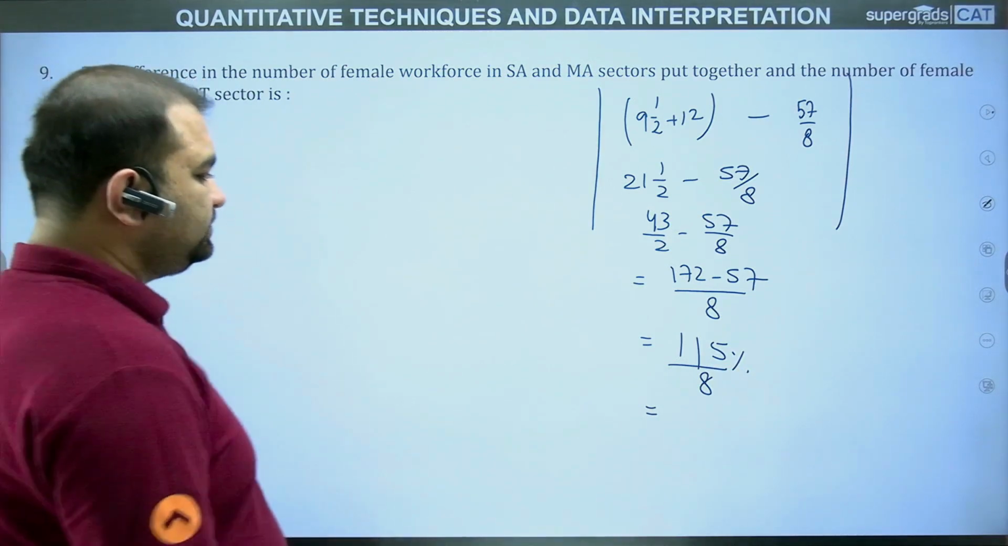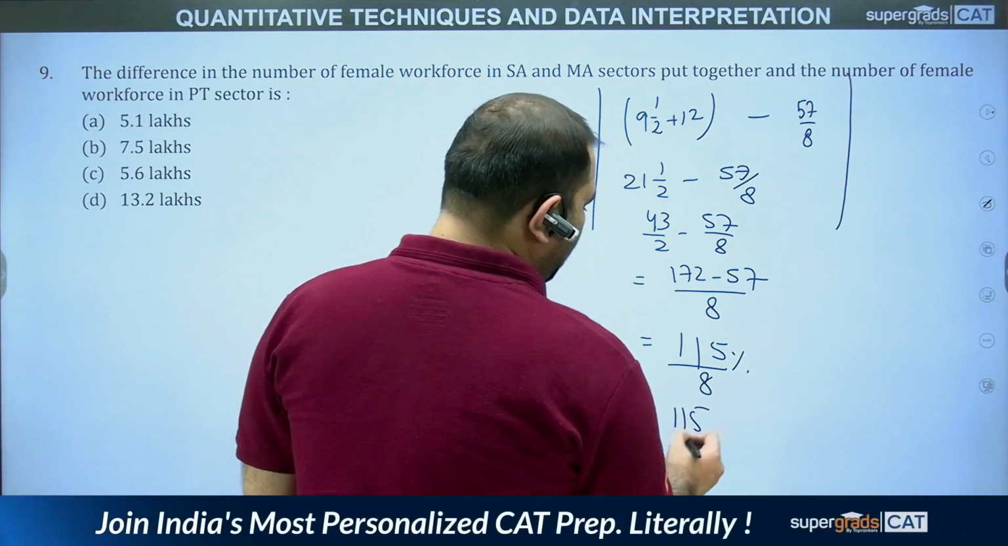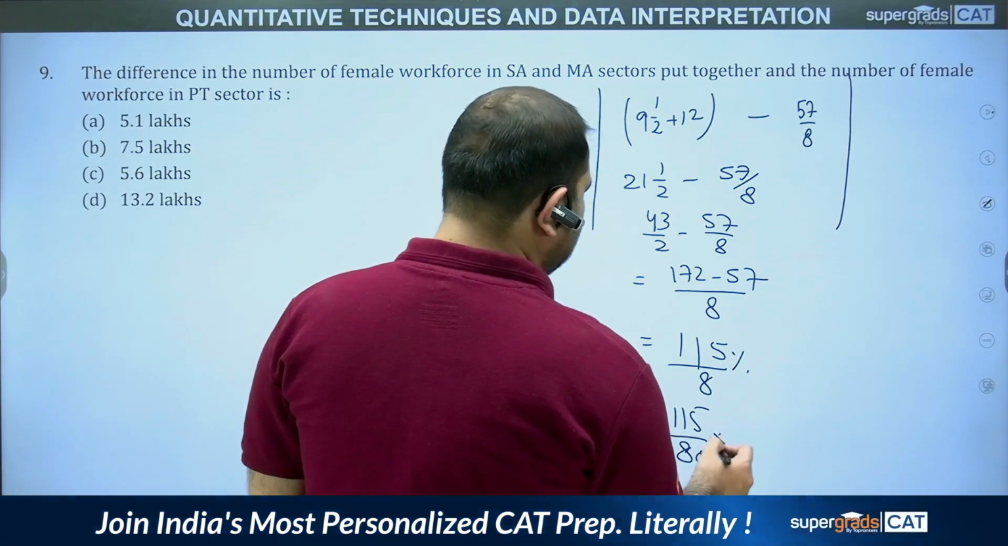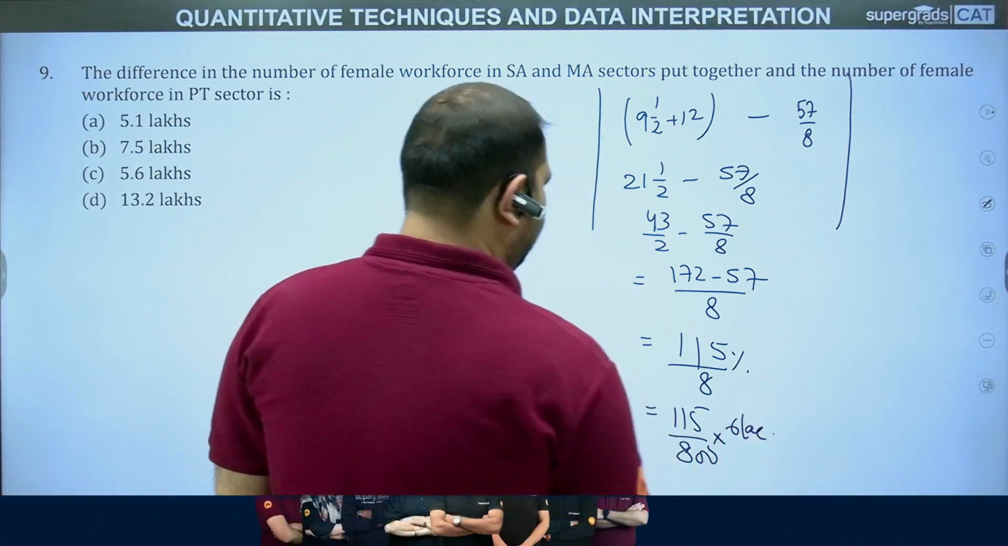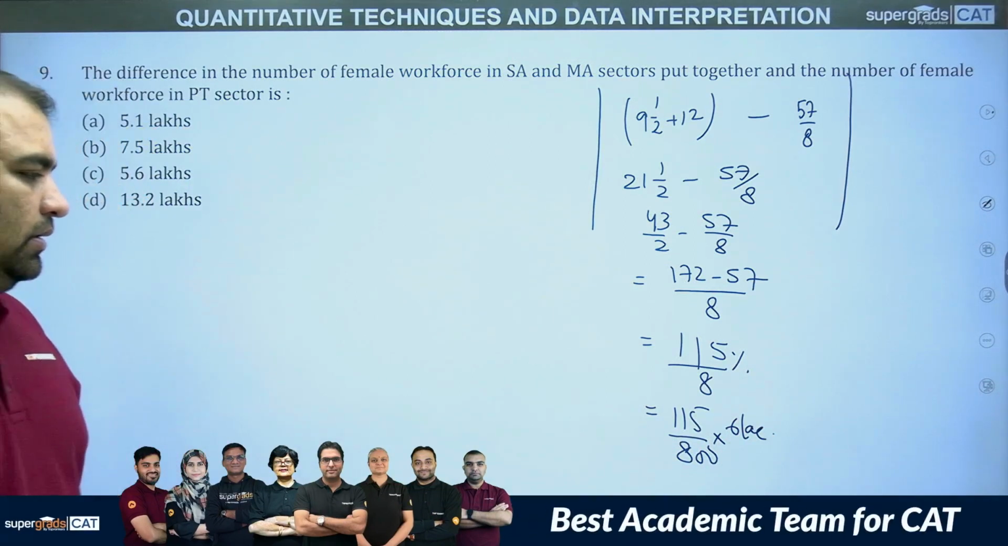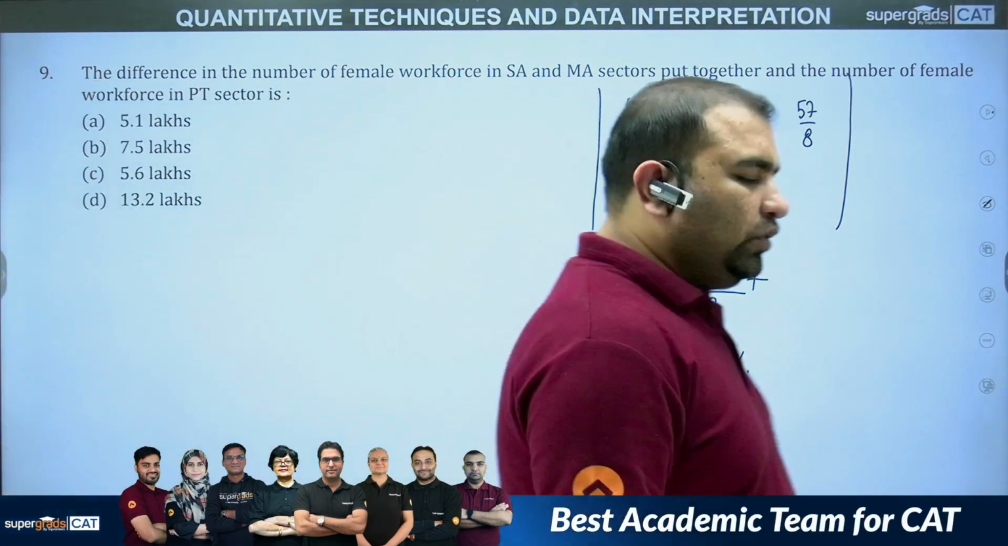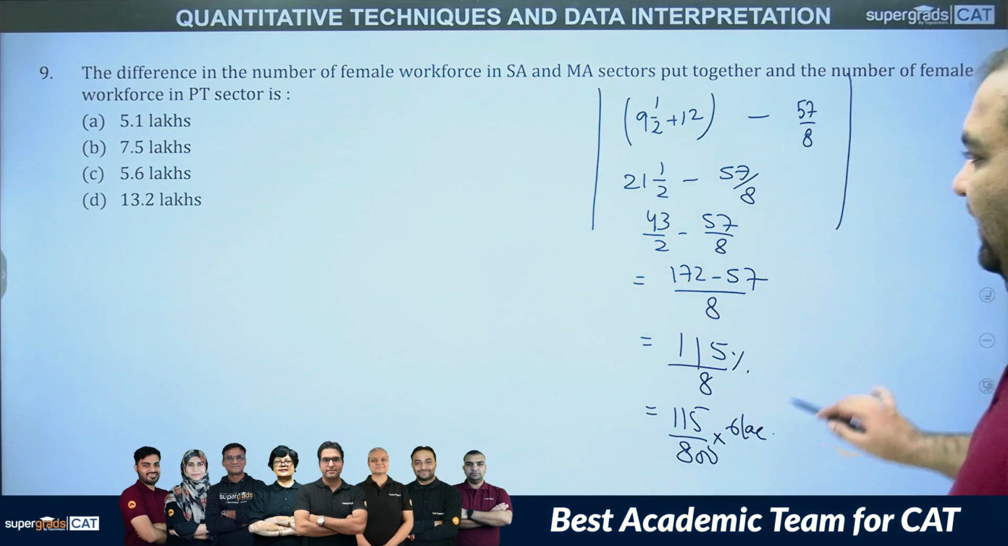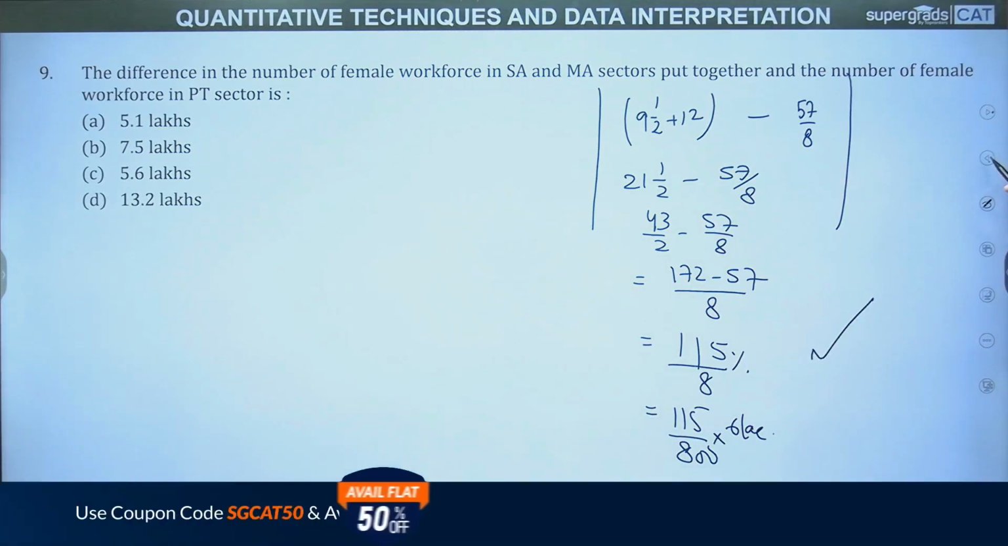Okay. So 115 by 100 of total 6 lakh. Upon solving, you will get the value. So this is how that should be done.